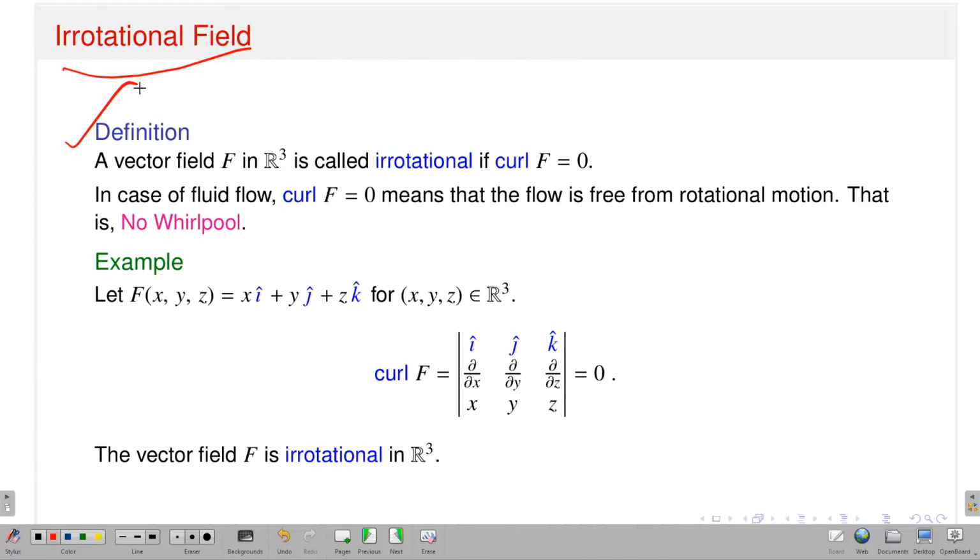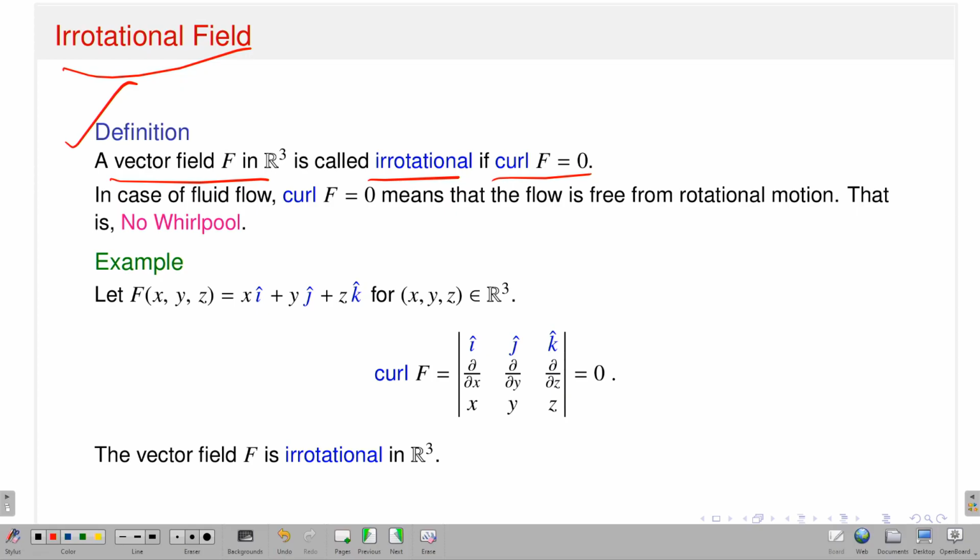So, this is the definition. A vector field capital F in R3 is called irrotational if the curl of this vector field F is 0. As I said, given a vector field capital F, if curl of F is 0, then that vector field is called irrotational.